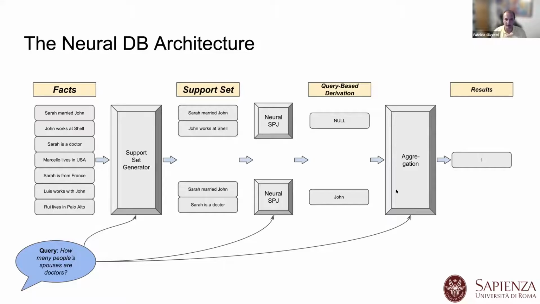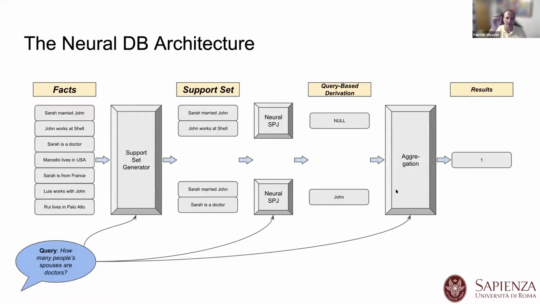To actually deal with the issue of scalability, we are replicating the Neural SPJ component. What does it mean? It means that the support set generator actually generates different support subsets, one for each possible answer. So in this query, for instance, how many people's spouses are doctors, right? You see that Sarah married John and John works at Shell. So here we have a spouse relationship, and the second one is as well a spouse relationship.